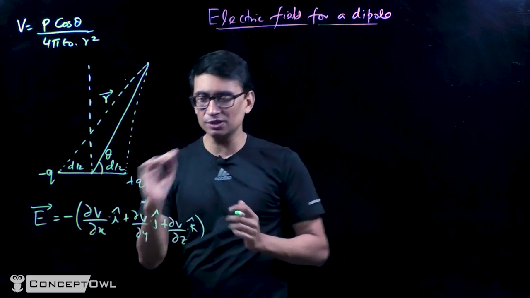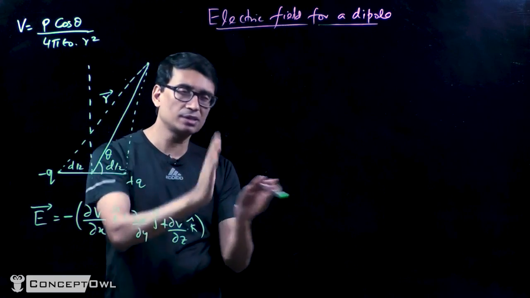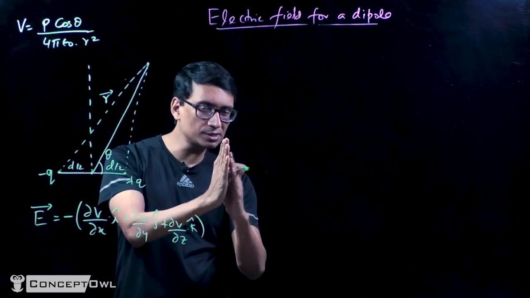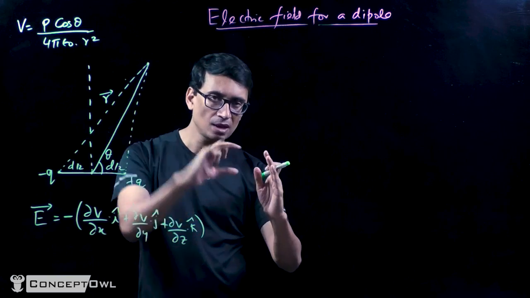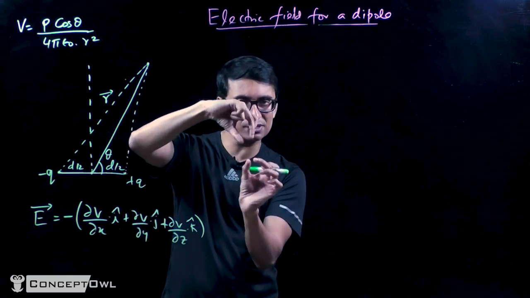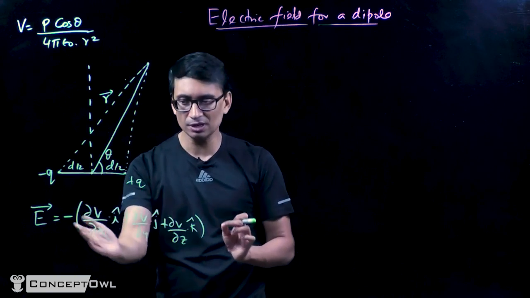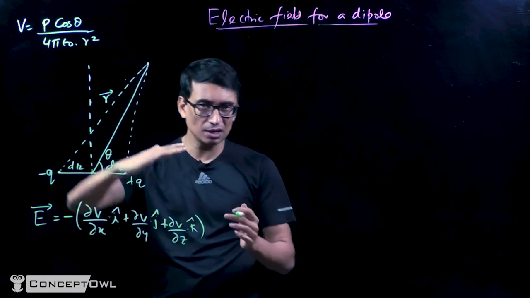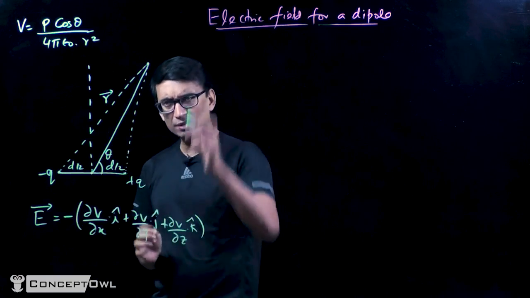What is the gradient? If we had X, Y and Z, and I move a small distance along the X axis, how much is the change in potential? The ratio of the change in potential to the distance gives you the gradient along the X axis, and the negative of that would be the electric field along the X axis, and so on. Okay, so now let's work this out.